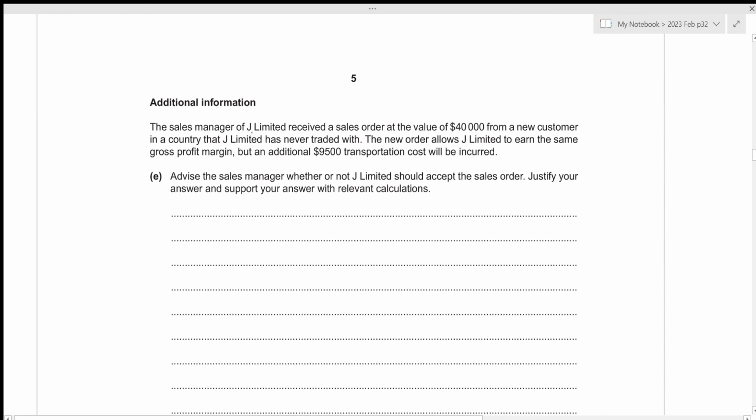The sales manager of GA Limited received a sales order at the value of 40,000 from a new customer in a country that GA Limited has never traded with. So this is the selling price in this case. Then the new order allows GA Limited to earn the same gross profit margin. Okay, but an additional 9,500 transportation costs will be incurred. Now we just need to advise the sales manager whether or not GA Limited should accept the sales order by justifying our answer and supporting our answer with relevant calculations.